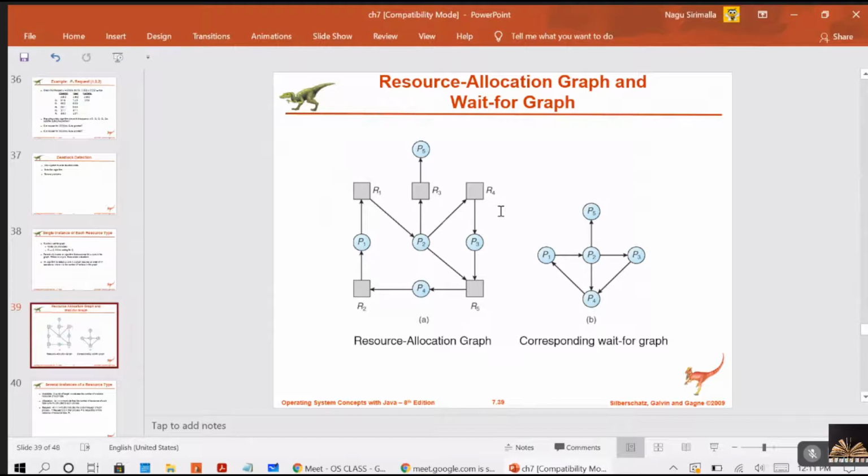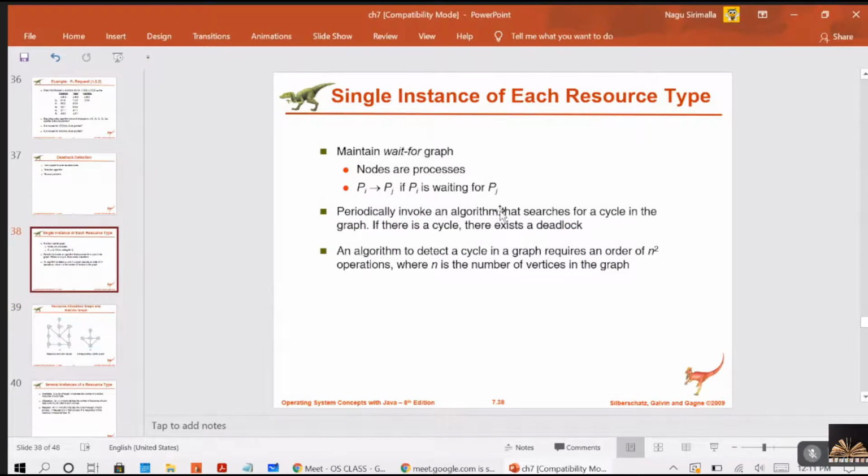You are getting me? You can remove the resources and have direct edges from process to process. And if your wait for graph has any loops, that means there is a deadlock. Very simple. This is deadlock detection with a single instance of each resource type.